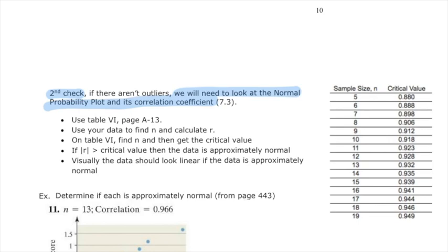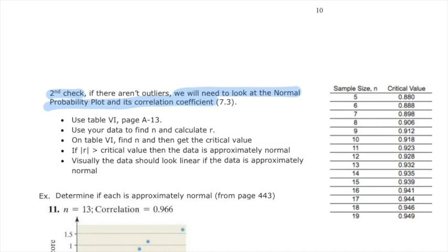So using our data, we're going to find n and calculate r, just like we did back in chapter 4. And we're going to compare our correlation coefficient for that normal probability plot to the critical value in this table. If your correlation coefficient is greater than your critical value, then the data is approximately normal, and we can construct the confidence interval.